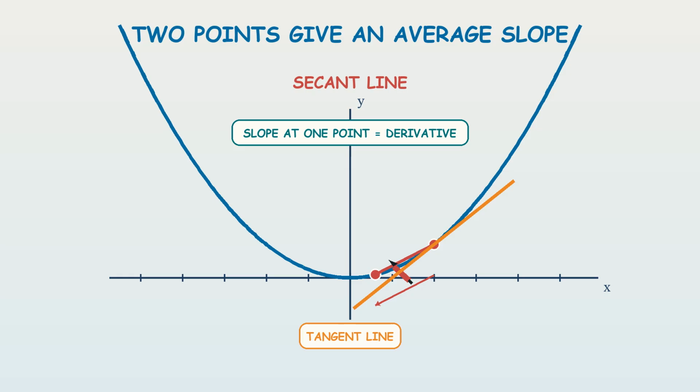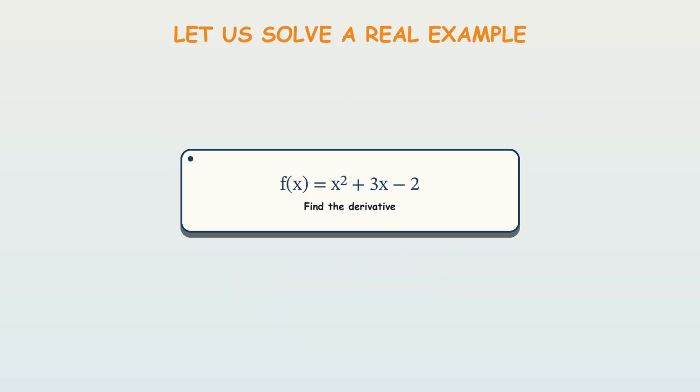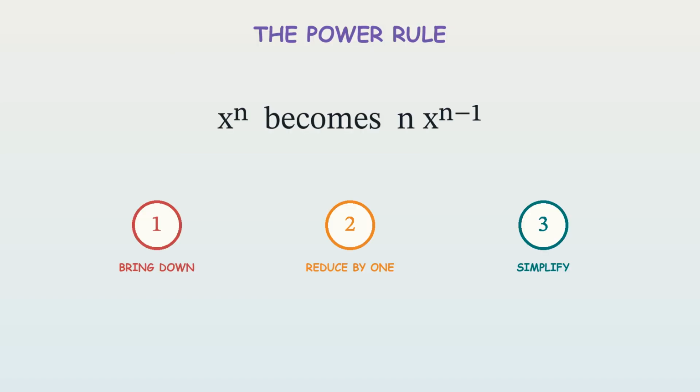Now let us solve a real example. Suppose we have a function called f of x. It is x squared plus 3x minus 2. Our goal is to find its derivative. To do this quickly, we use the power rule. The power rule says this: bring the exponent down in front, then reduce the exponent by 1.